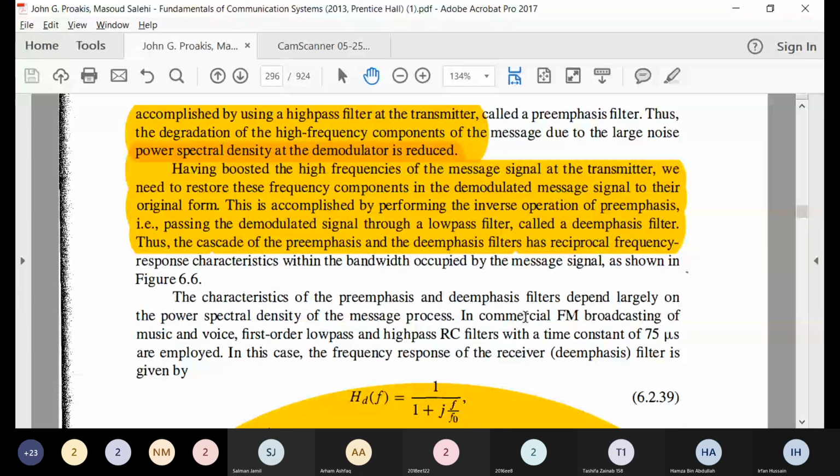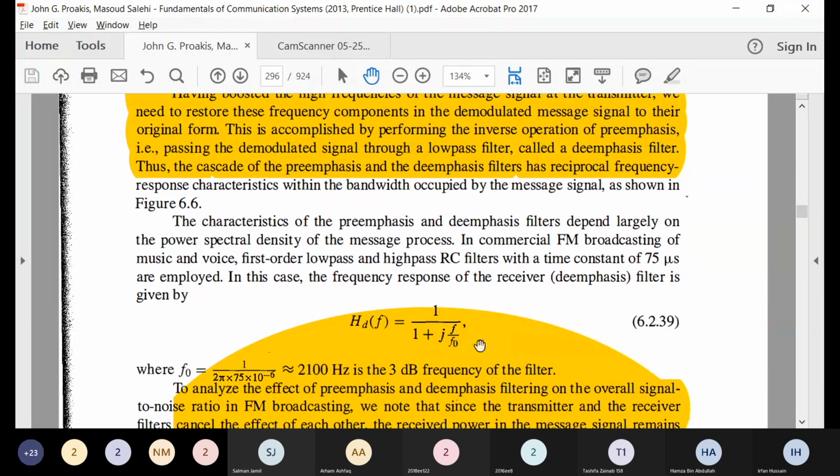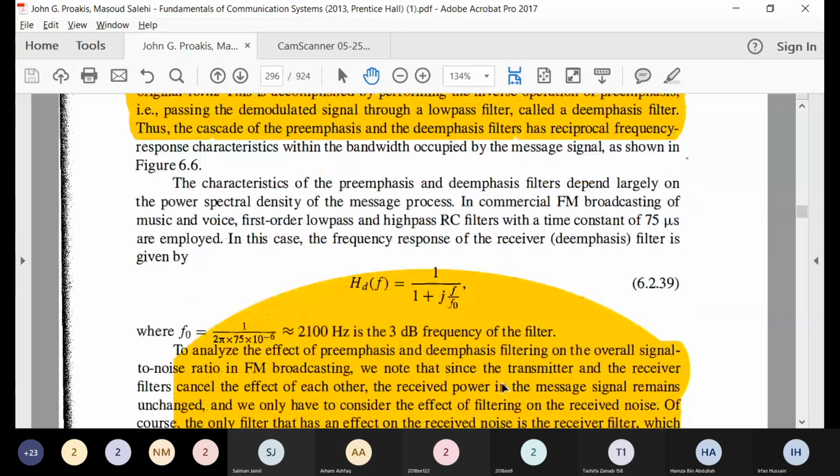So he's saying in commercial FM radio broadcasts, we use low pass and high pass filters. Low pass for de-emphasis, high pass for pre-emphasis, and the time constant is 75 microseconds. The frequency response is given as follows for de-emphasis. So the cutoff frequency can be calculated from the time constant. It comes out to 2100 Hz, and this is the 3 dB frequency of that filter.